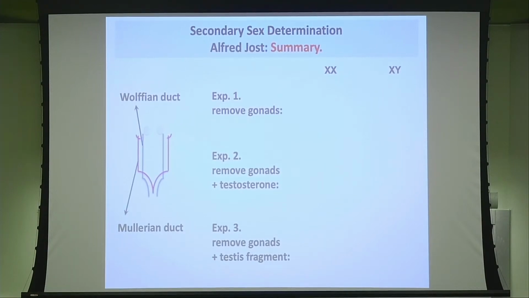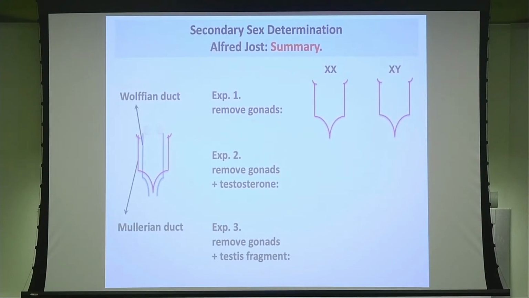So in the first experiment, what happened was this. He removed the fetal gonad. In the case of XX, what he found was the Mullerian duct was there. So basically, after birth, these bunnies had a uterus, an oviduct, a cervix, and an upper portion of vagina. The XY bunnies had the same thing. Is that normal? No. So that was very confusing.